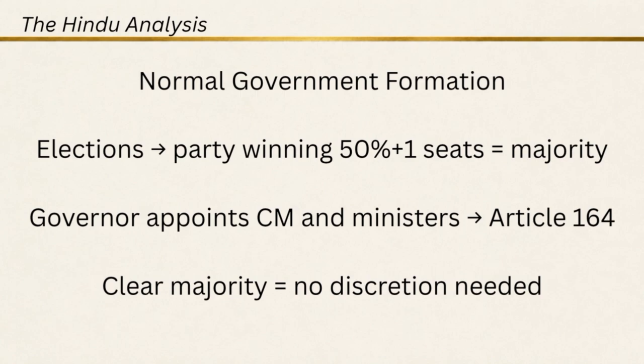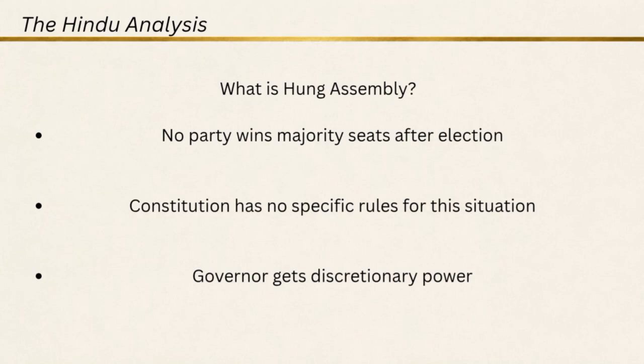Now, what happens when no party gets a majority? This situation is called a hung assembly. It simply means that after the election, the assembly is hung. No single party or alliance has enough numbers to form a government on its own. Here is the important point. The Constitution does not specify any fixed rules for what the governor should do in this situation. This is where the governor gets discretionary power, meaning he can use his own judgment.